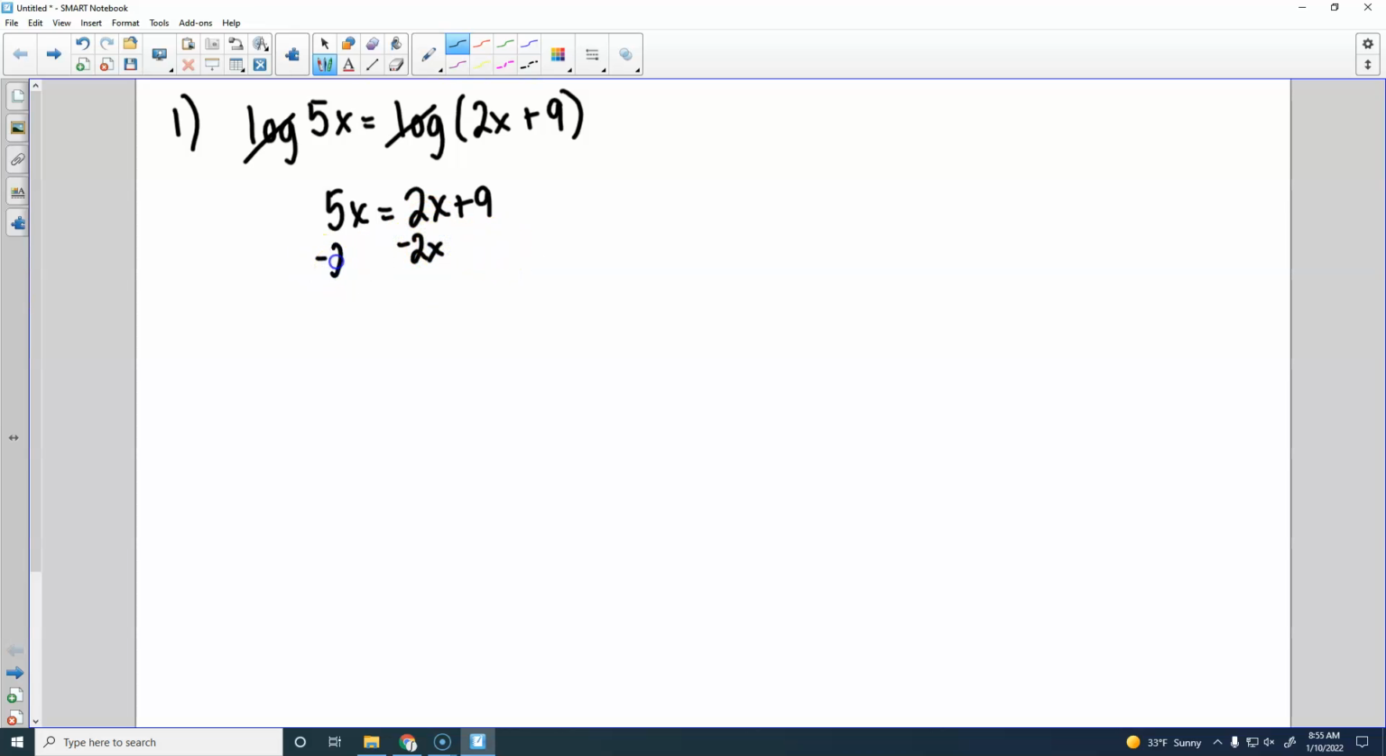And so then you just have a simple two-step equation to solve. You're going to subtract that 2x. So we've got 3x equal to 9. And we could divide both sides by 3. So x equals 3. You do want to look back up here and make sure that if you plug in that 3, it's not going to give you a negative inside of the log. In this case, that 3 is fine. It's not going to give you any trouble. Okay. Several of those other first ones are like that.